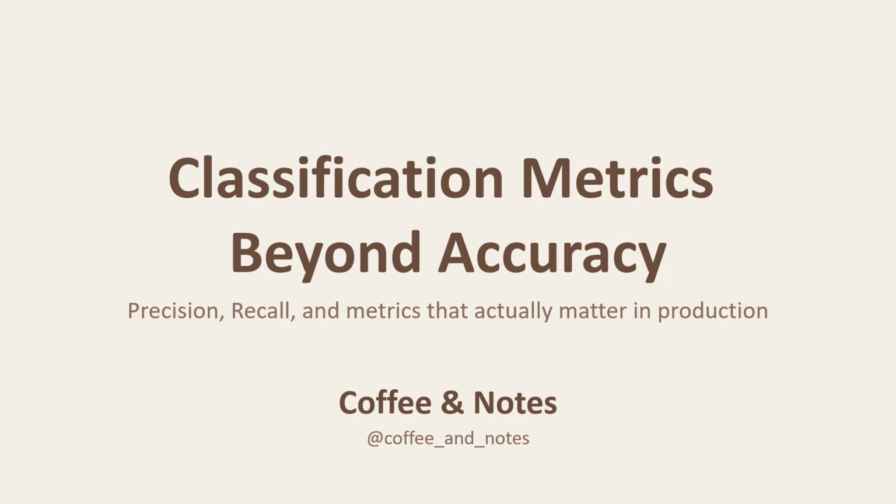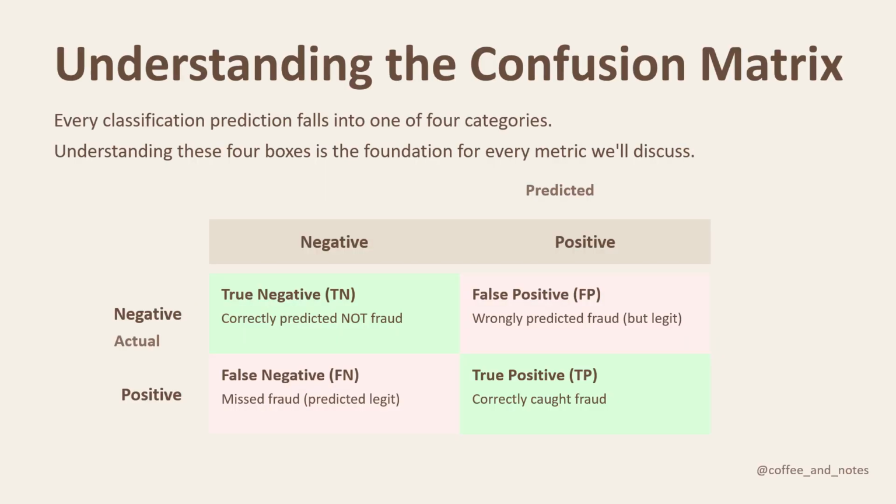Today we are diving into something that trips up data scientists constantly: classification metrics. Before we talk about precision and recall, we need to understand the confusion matrix. It's the foundation for every metric we will discuss. Every classification prediction falls into one of four categories. Let us walk through using fraud detection as our example.